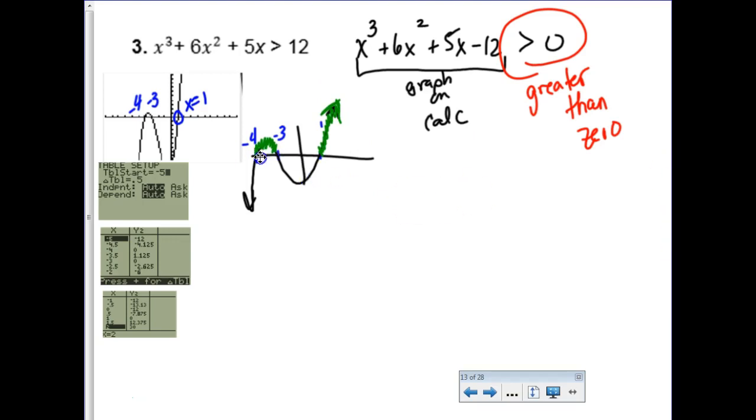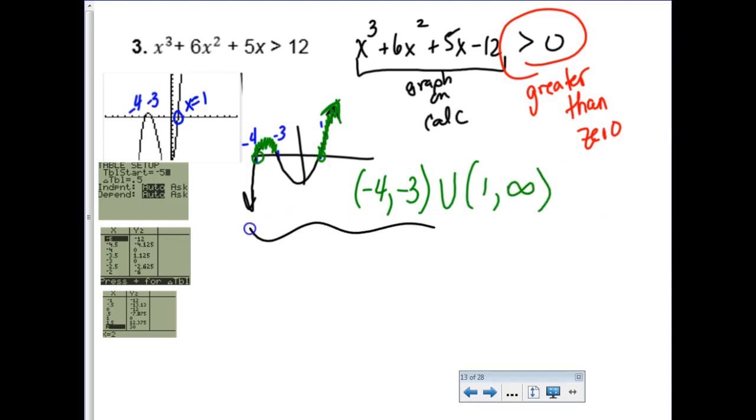So my interval right here is going to start at -4, and then it's going to stop at -3. But again, I can't use those endpoints because it doesn't want 0. It just means greater than 0. And then it picks up again at, this was x equals 1, and then it moves on forever. It's going to be positive for the rest of its domain. For the rest of its life, that's right.